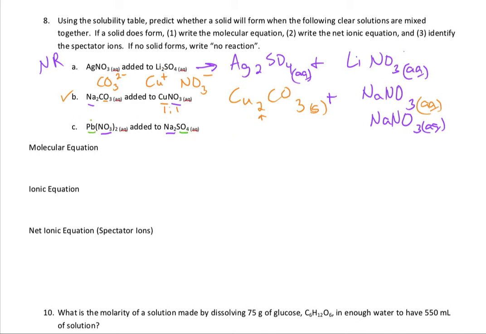And lead is taking on a +2 state. Sulfate always takes on a -2, and so these two are going to come together in a 1-to-1 ratio. And again, most salts of sulfate are typically soluble. Lead is an exception. It's insoluble when it bonds with sulfate. Again, the one that I want to work through, though, is B.